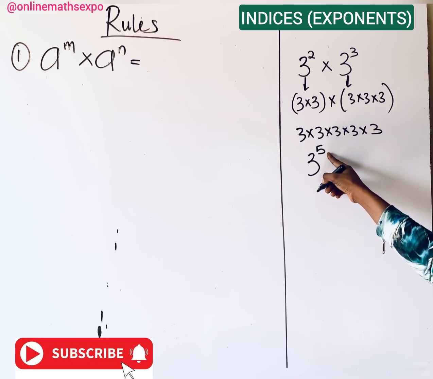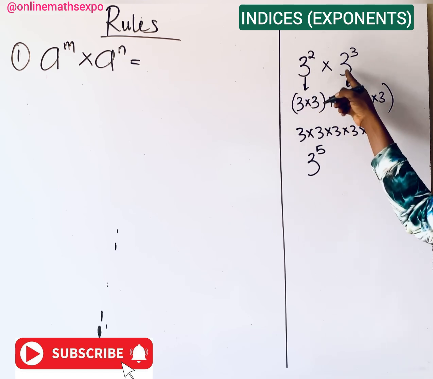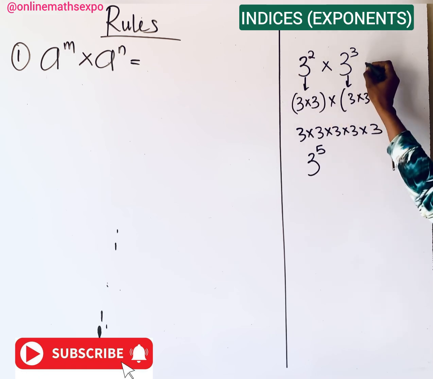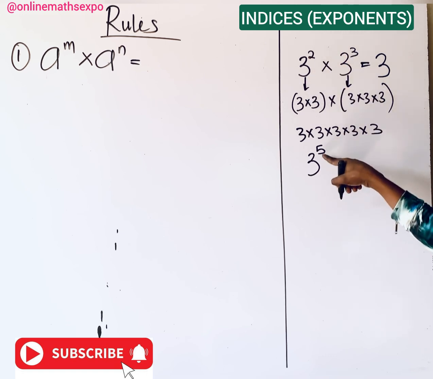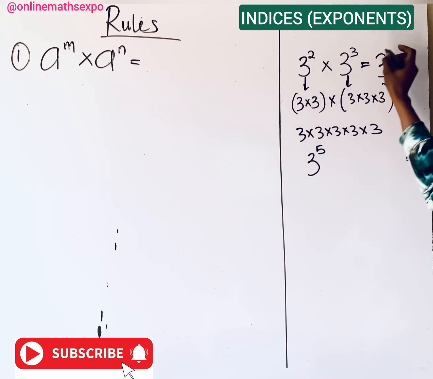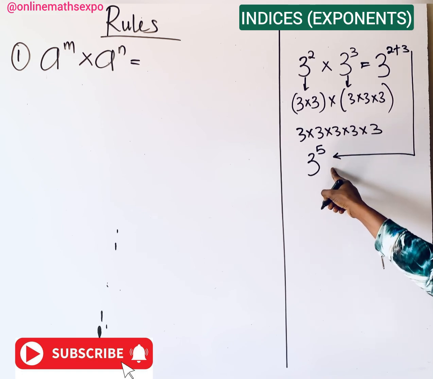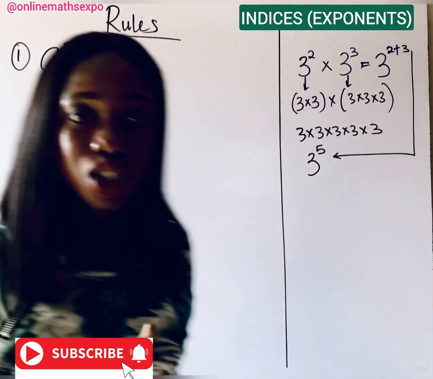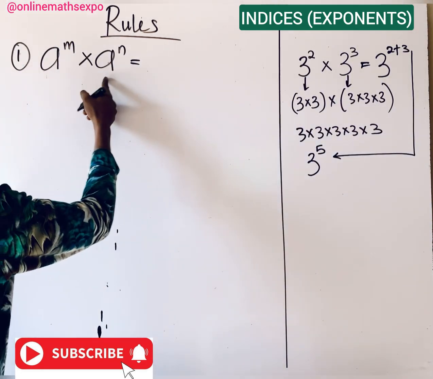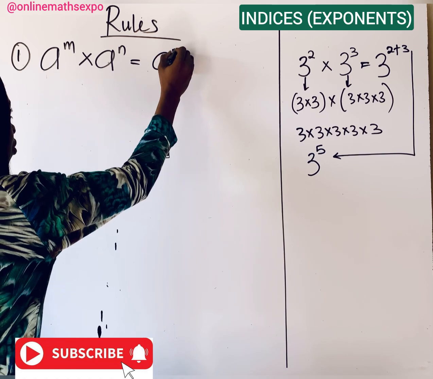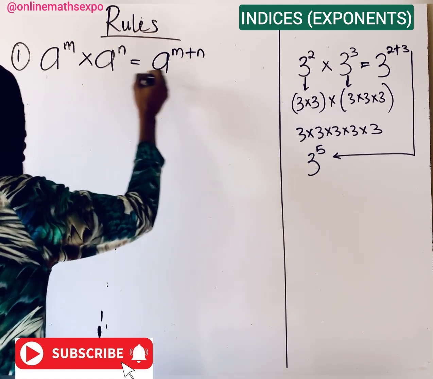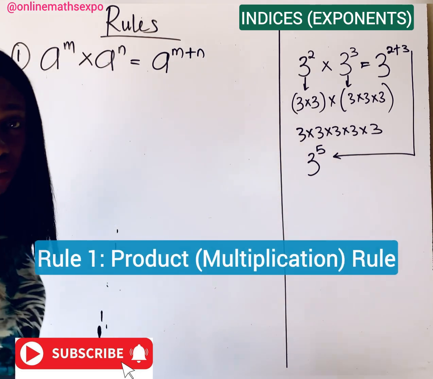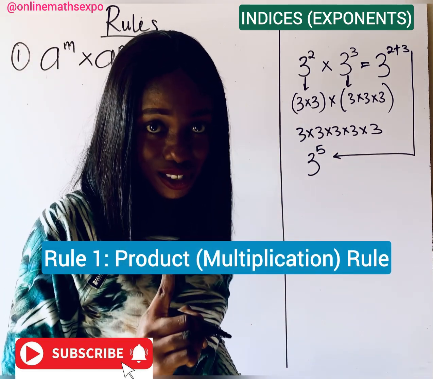So what did you observe? You observe that when you have this, provided their bases are the same, it is just as if you take the base, and then what do you do to the powers to get 5? You just add. So you just do 2 plus 3. And when you do it, it's going to give you back this. Did you see that? So what does this rule state? It states that a to the power of m times a to the power of n is equal to a to the power of m plus n. The multiplication sign turns to addition. Then you have it this way. We call this the multiplication rule. I hope that is understood.